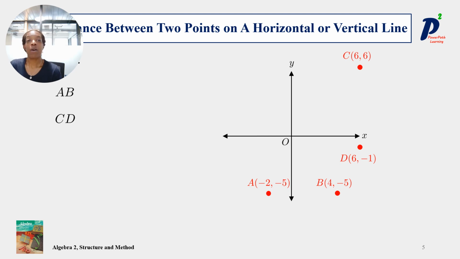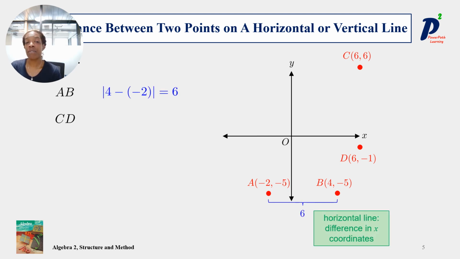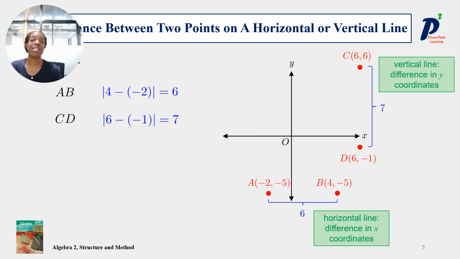Okay. Now, A and B lie on a horizontal line, so the distance between A and B is the difference in their x-coordinates, which is the absolute value of 4 minus -2, which equals 6. C and D lie on a vertical line, so the distance between C and D is the difference in their y-coordinates, which is the absolute value of 6 minus -1, which is 7.